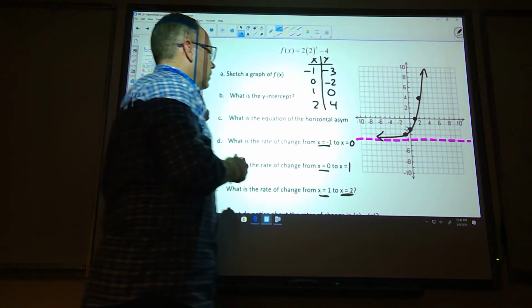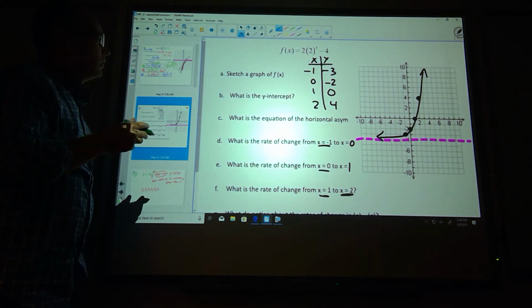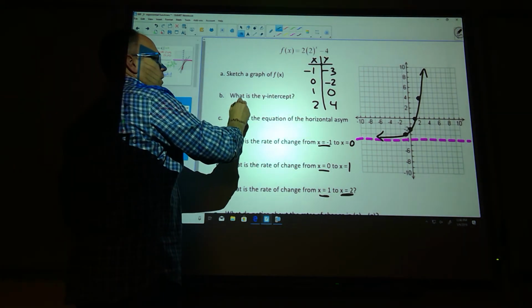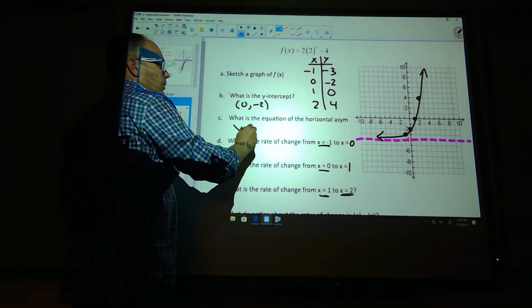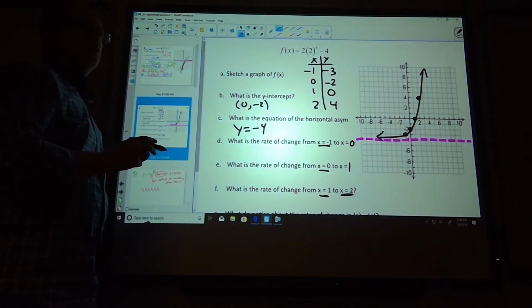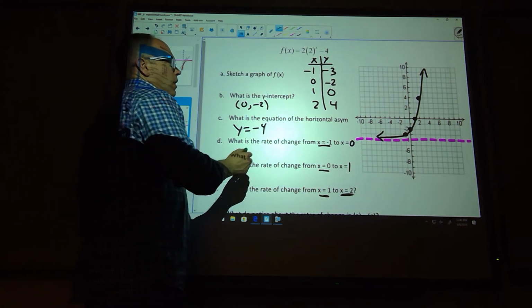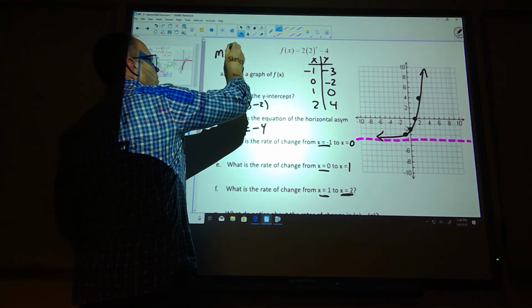So that is taking place. So let's see. What is the y-intercept? The y-intercept is 0, -2. What is the horizontal asymptote? Y equals -4. What is the rate of change? So again, if I'm going to do rate of change, that means I have to do my slope equation.